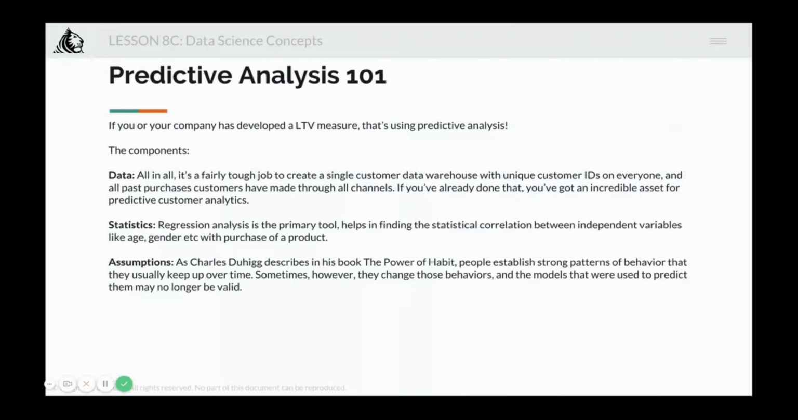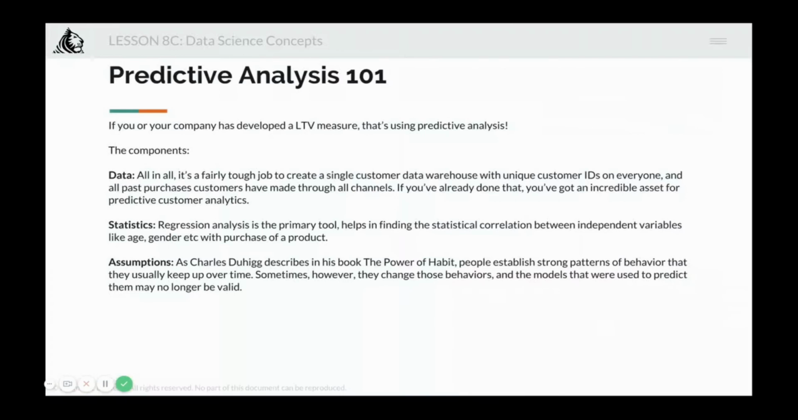If you have multiple channels or customer touchpoints, you need to make sure that they capture data on customer purchases in the same way your previous channels did. All in all, it's a fairly tough job to create a single customer data warehouse with unique customer IDs on everyone and all past purchases customers have made through all the channels. If you have already done that, you've got an incredible asset for predictive customer analytics.